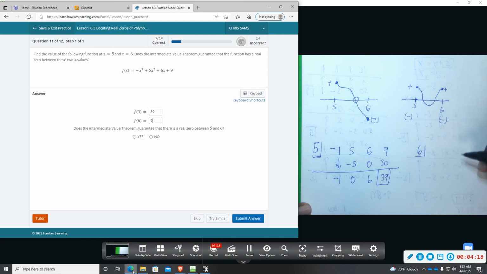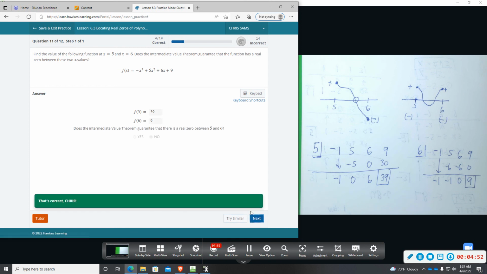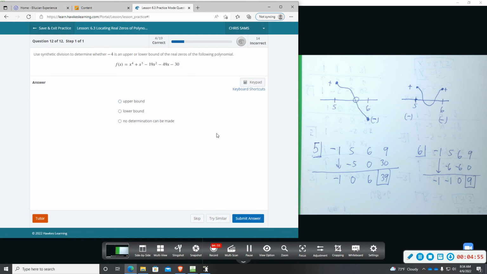And then I'm going to do it with 6: negative 1, 5, 6, and 9. Bring that first number straight down. 6 times negative 1, negative 6, combine, negative 1. 6 times negative 1, negative 6, combine, 0. 6 times 0 is 0, combine, and you get 9. So you get 39 and 9. Okay, both ways are pretty quick. And so are we guaranteed a 0? No, we are not. Doesn't mean that there's not one. It just means we don't know.